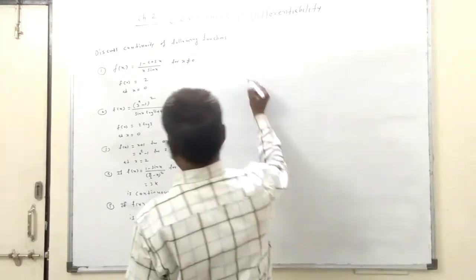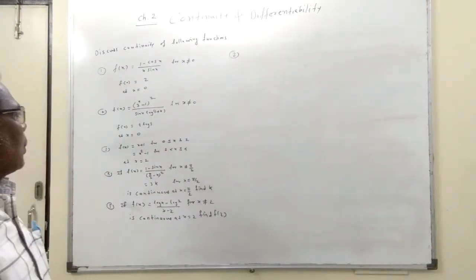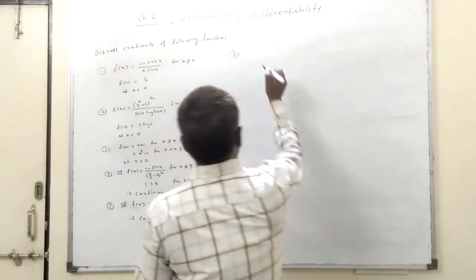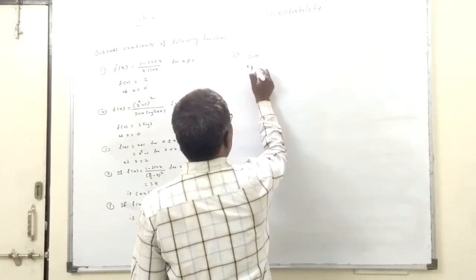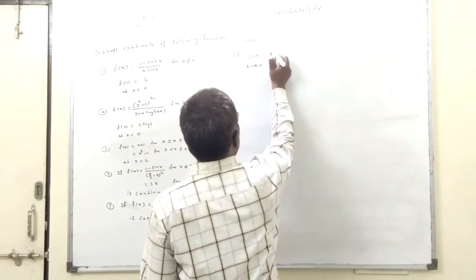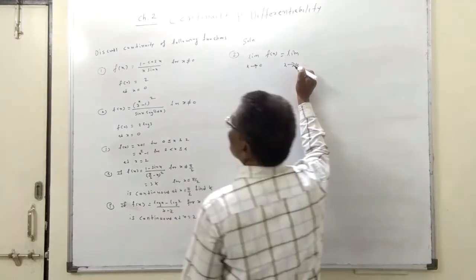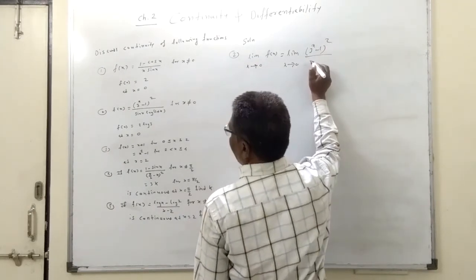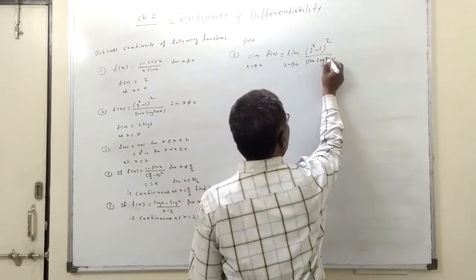Now we'll study the second example. So here f of x is equal to 3 raised to x minus 1, bracket square, upon sin x log 1 plus x, for x not equal to 0. So we'll take the limit of that as x is not equal to 0. Solution second: limit x tends to 0 f of x is equal to limit x tends to 0 of 3 raised to x minus 1 bracket square divided by sin x log 1 plus x.